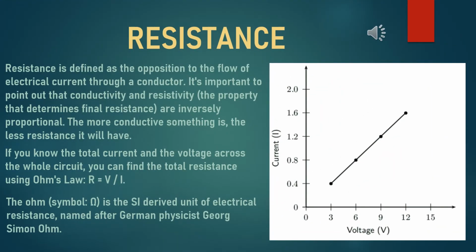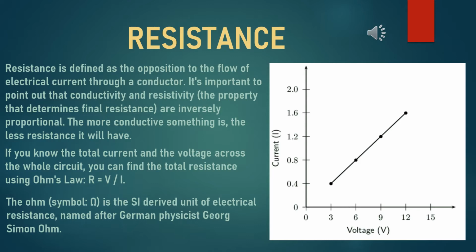Now, resistance is defined as the opposition to the flow of electrical current through a conductor. It's important to point out that conductivity and resistivity, the property that determines final resistance, are inversely proportional. The more conductive something is, the less resistance it will have. So if you are not understanding, I am explaining. The resistance of a conductor is the ratio of the potential difference across the ends of a conductor to the current flowing through the conductor.